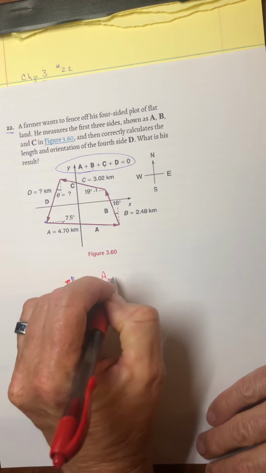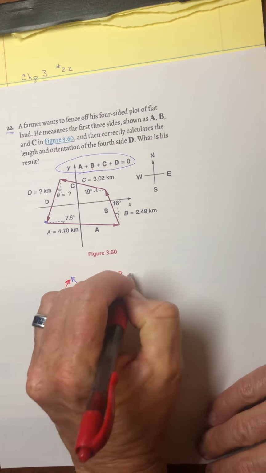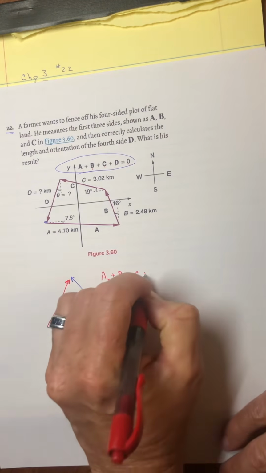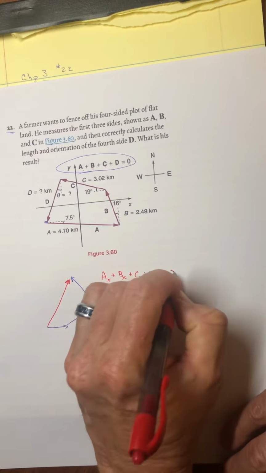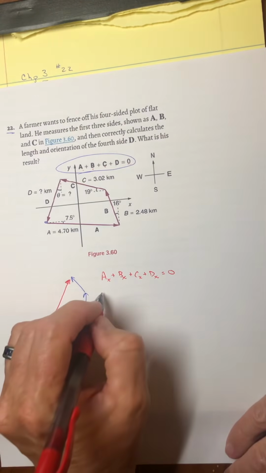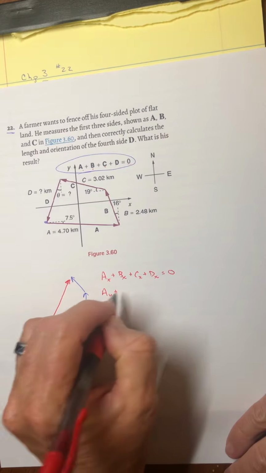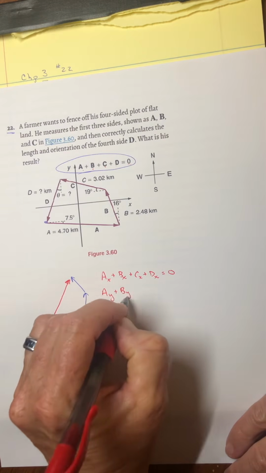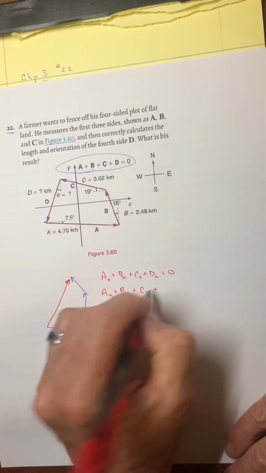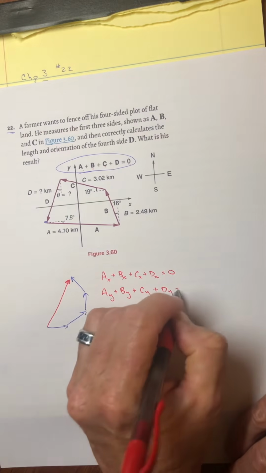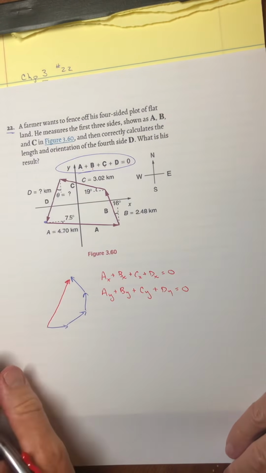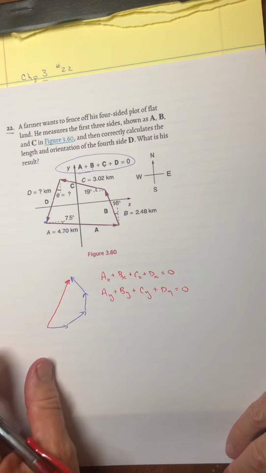So that means the x component of A and the x component of B and the x component of C and the x component of D must add to 0. But it also means that the y component of A and the y component of B and the y component of C and the y component of D also have to come out to be 0. So they all have to come out to be 0.